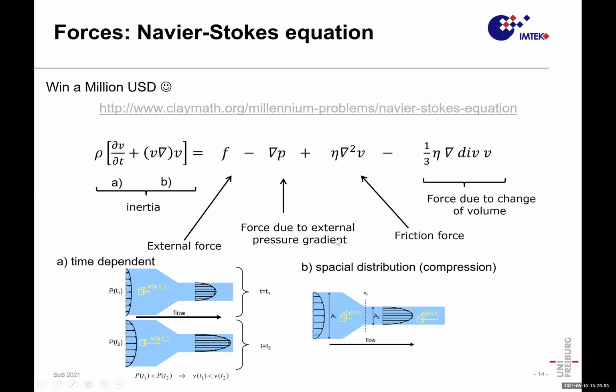Then we have a gradient of pressure due to an external pressure gradient, for example, which could be static. We have friction losses. We see a secondary rate over velocity. That can happen. And then we have a force due to the change of volume. So this is, again, a situation which is highly nonlinear. So if we could solve this, we could answer all the questions, but we know already this has not been done so far, so we will not try to do it here.